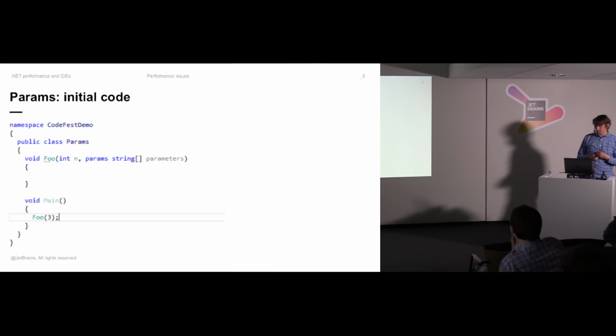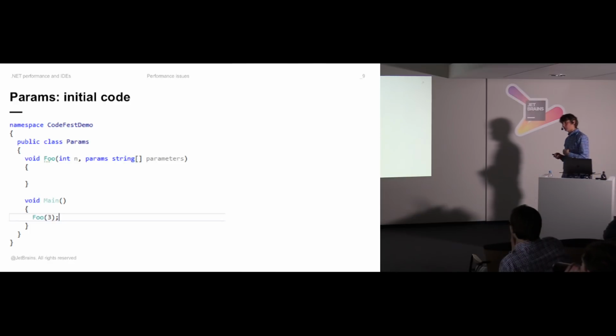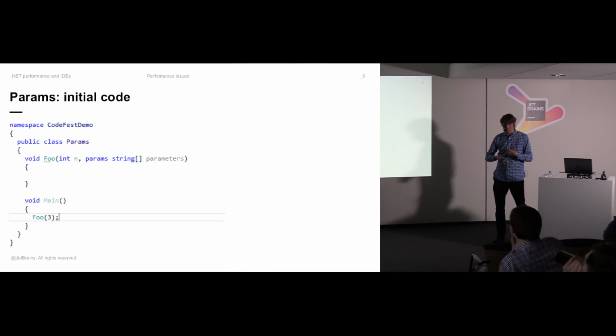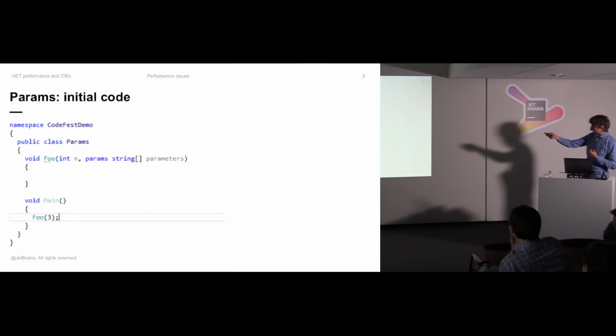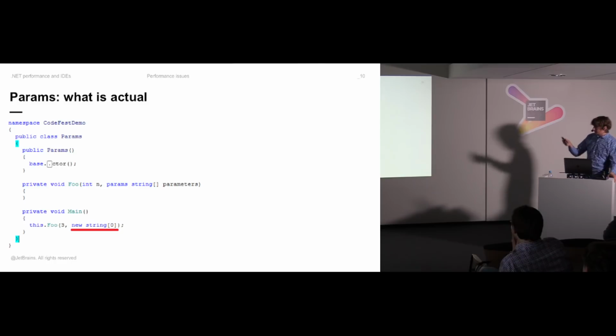Another example is the params keyword. With this keyword, as you know, you can pass as many parameters as you want. And of course, right here I'm not passing anything, I'm not creating any new object, right? If we do the trick and repeat our exercise, we'll see in dotPeek with the compiler-generated code that the compiler always sets a new array in this situation.